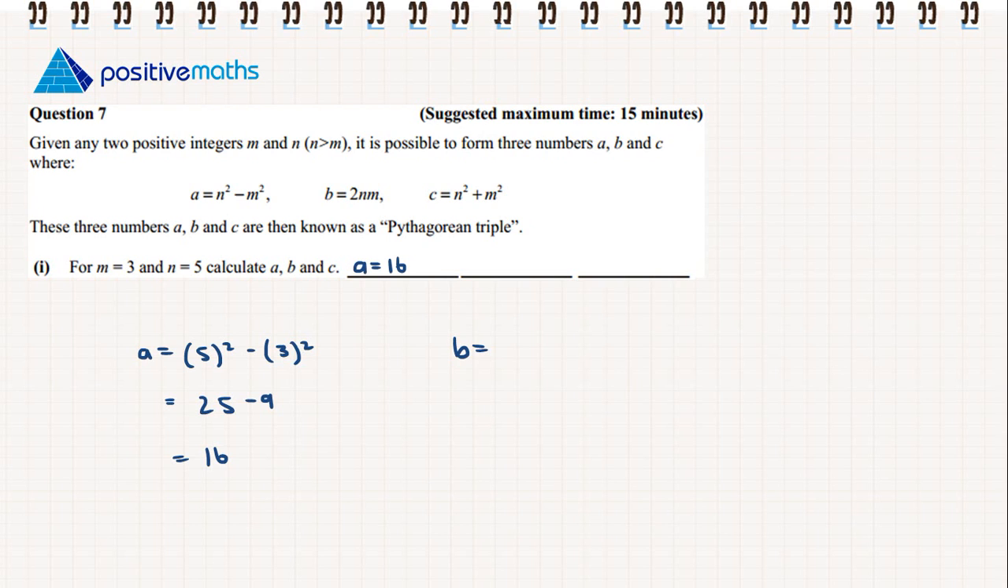For b, we have 2nm, so that's 2 multiplied by 5 multiplied by 3, which is going to give us 30. And for c, we have n squared, which is 5 squared, plus m squared, which is 3 squared, so that's 25 plus 9, which is going to give us 34.